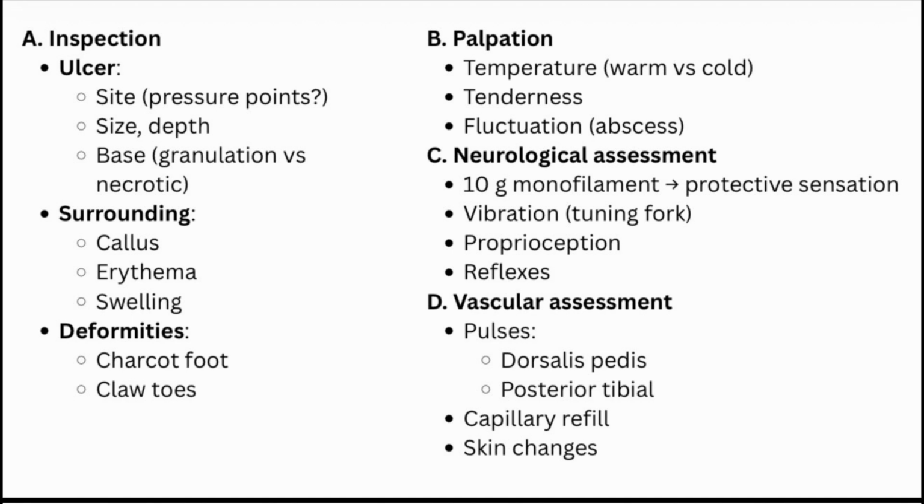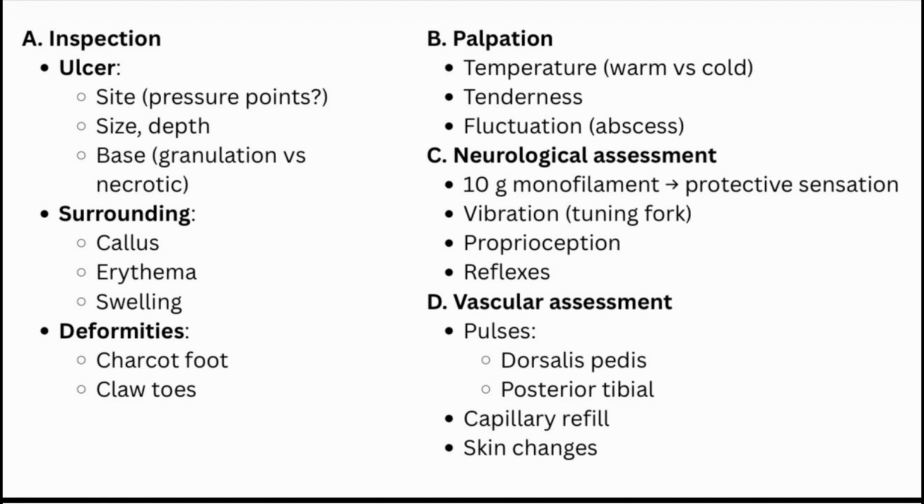Neurological assessment is essential. We use the 10-gram monofilament to assess protective sensation. We also assess vibration using a tuning fork, as well as proprioception and reflexes. Loss of sensation confirms peripheral neuropathy and indicates a high risk for ulceration. Finally, we perform vascular assessment.